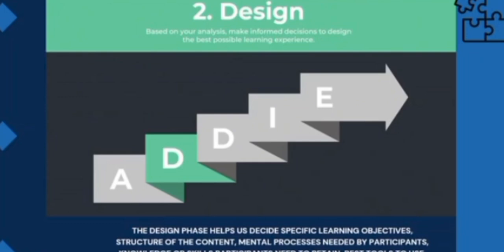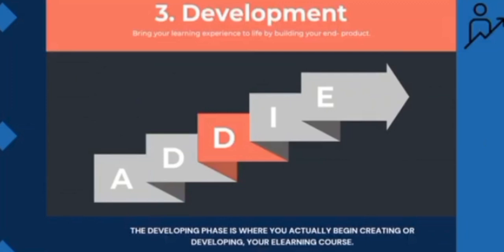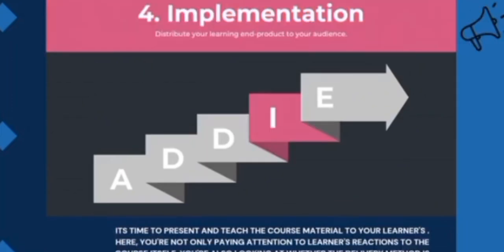Design. The design phase helps us decide specific learning objectives, the structure of the content, mental processes needed by participants, knowledge or skills participants need to retain, the best tools to use, videos or graphics to create, and the length of time for each lesson. The third is development. The development phase is where you actually begin creating your e-learning course. This means laying out the content visually, creating graphics, recording ideas, carefully selecting fonts and colors, and building the course in the e-learning authoring tool.